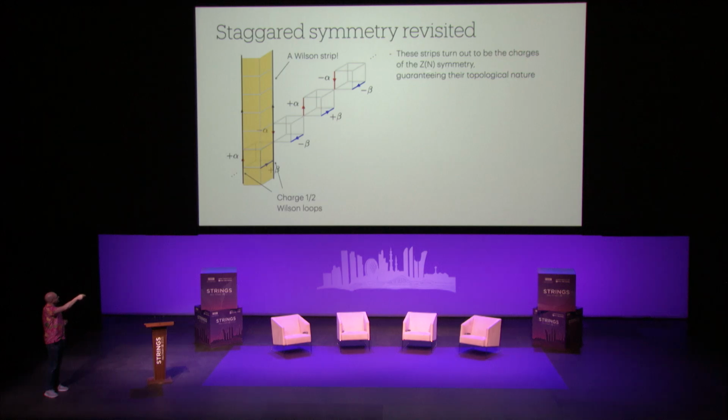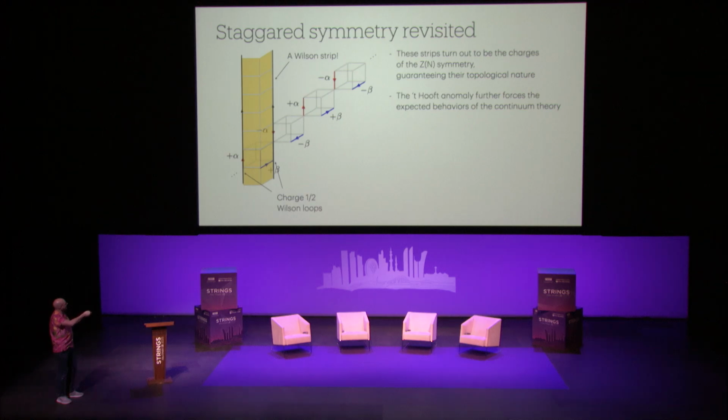These strips turn out to be the charges, the topological charges of the Zn symmetry. And they're guaranteed to be topological, these strips precisely. And further, you can leverage the 't Hooft anomaly and show that, by doing gauge transformations of the background field, that is equivalent to deforming these strips into arbitrary shapes. And this gauge transformation is almost exact, except when strips cross each other. Then you get some phases due to anomaly.